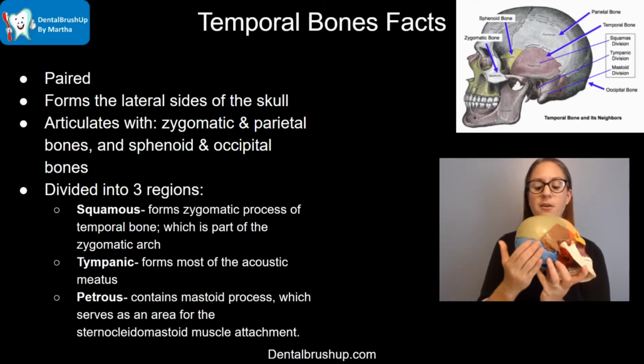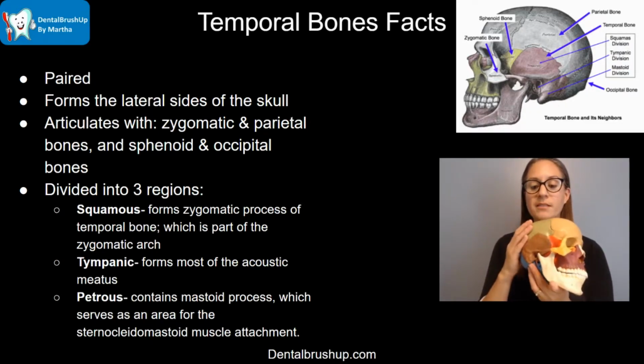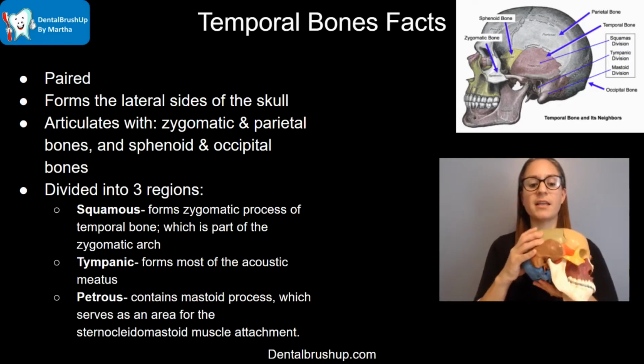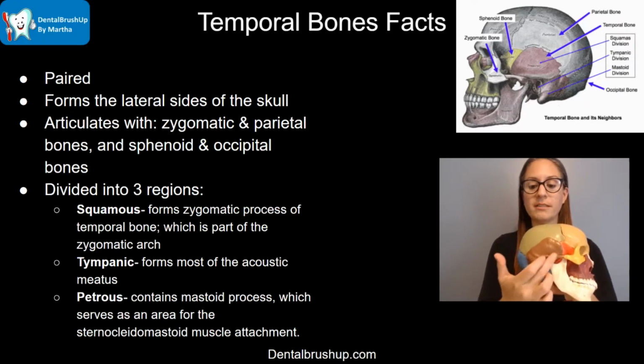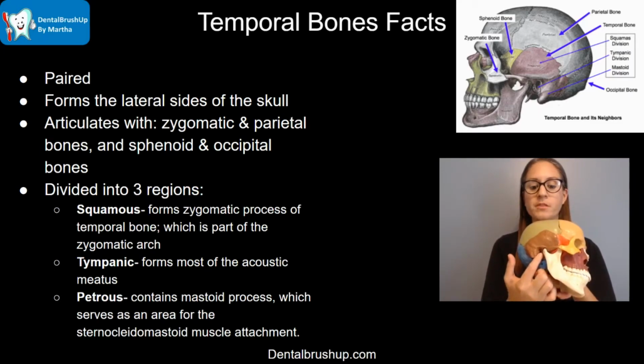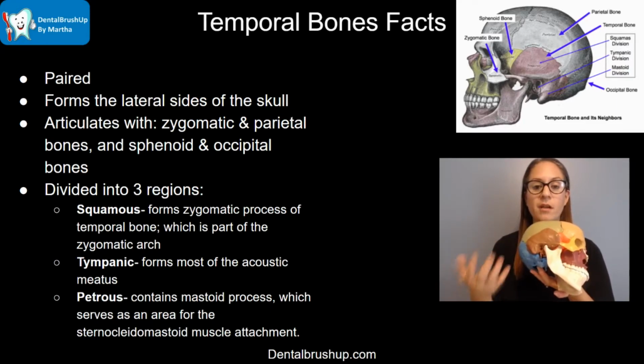Now, this bone is divided into 3 different regions. It's divided into the squamous region, which is this larger portion up here that also contains part of the zygomatic arch here. And it also has the tympanic region, which forms most of the acoustic meatus. Okay, so this is connected kind of to your ear area. And it also has the petrous part, which contains the mastoid process that you can see right here, which serves as an area for the sternocleidomastoid muscle attachment.